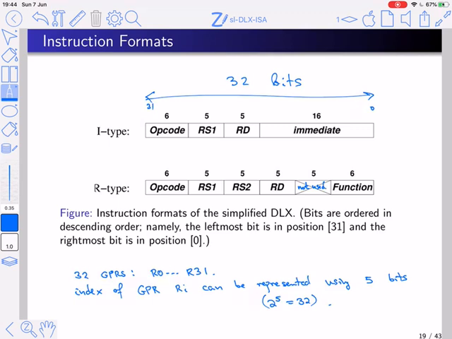Now, RS1 and RS2 are the 2 indices of the operands of the instruction that you're going to execute in R-type. RD is the index in which you want to store the result. So RD here and RD here mean the same thing. This is the index of the GPR in which you want to store the results. RS1 and RS1 here mean the same thing. This is the index of the GPR from which you take the first argument, and the immediate will be the second argument in an I-type instruction. RS2 will be the index of the GPR that holds the second operand in an R-type.